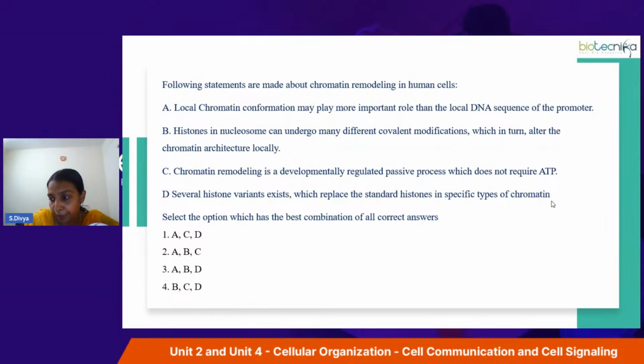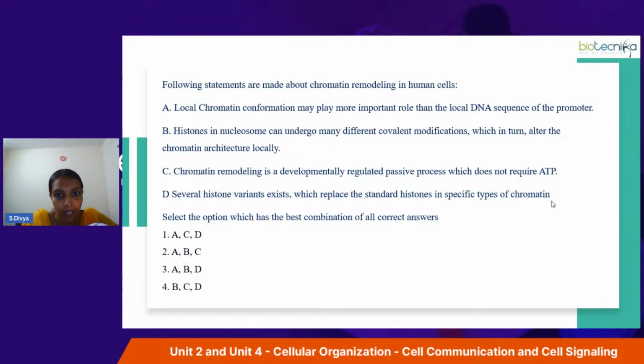You have to identify the correct combination. Detergents are responsible for breaking the membranes, right? So that will be useful. Proteases can remove the protein portions, so that's why you can use that. But nucleases is an exceptional case that you can ignore.